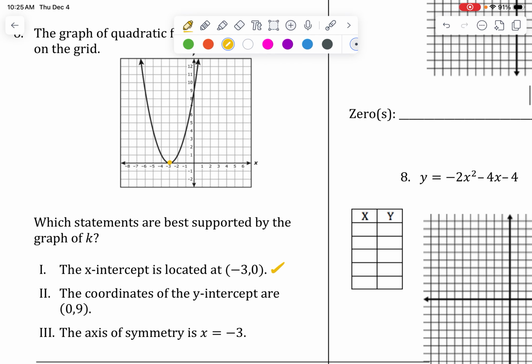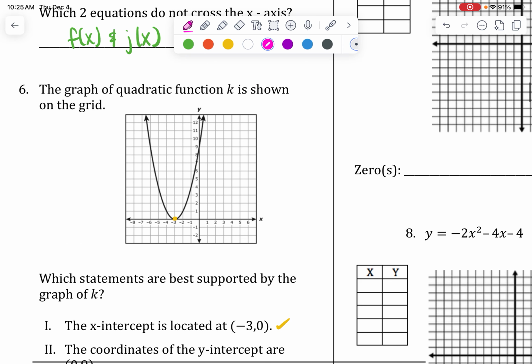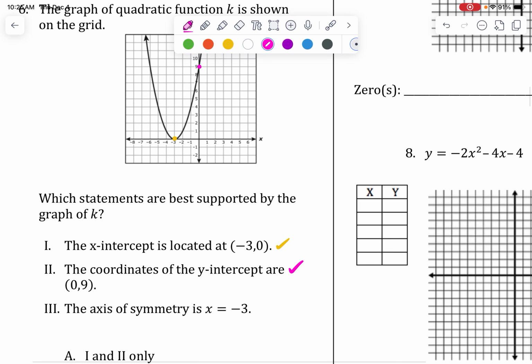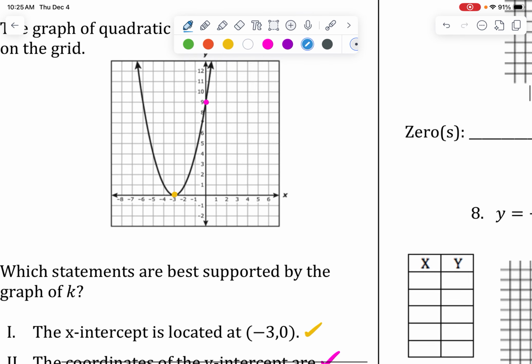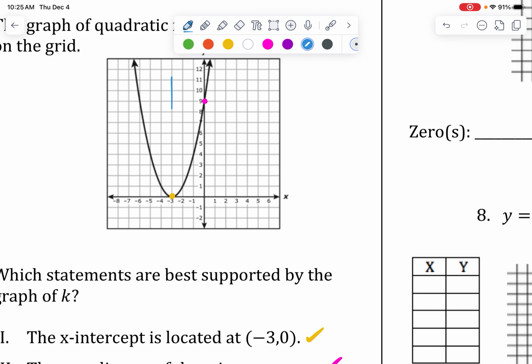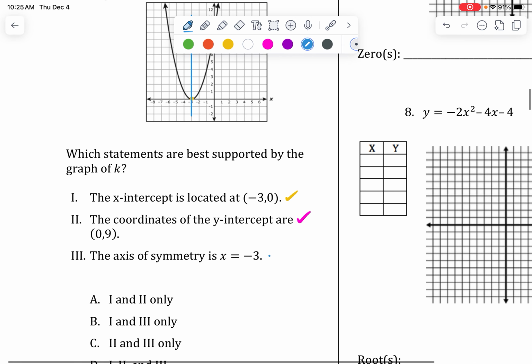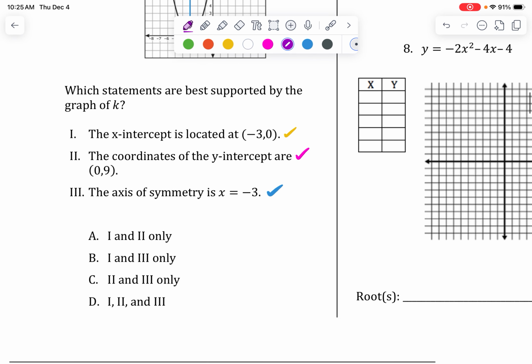All right, the next one says the coordinates of the y-intercept are 0, 9. Well, 0, 9, yeah, that looks true also. And then the last one says the axis of symmetry is x equals -3. Well, here's our axis of symmetry line that is crossing the x-axis at -3. So yeah, I would agree with that one also. So it looks like all 3 of these statements are true.